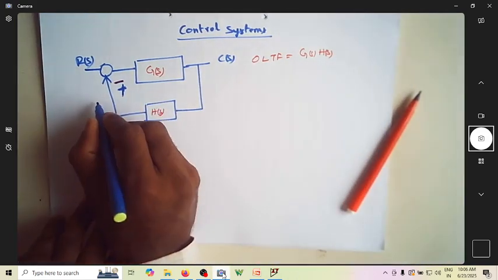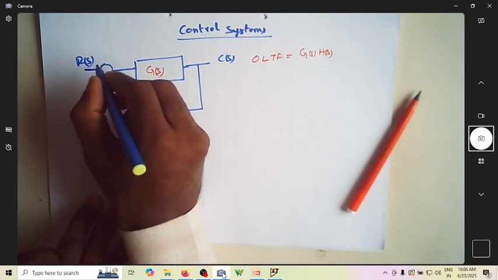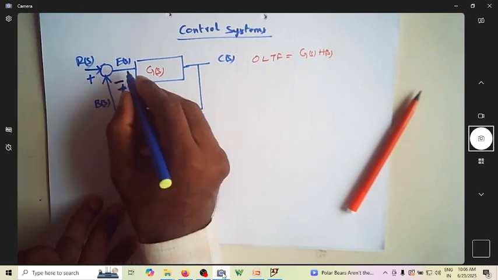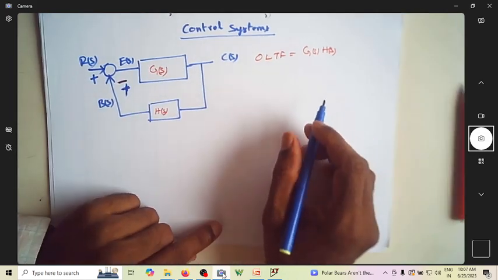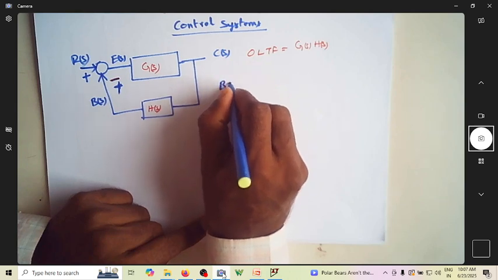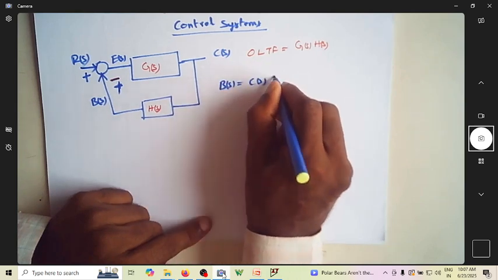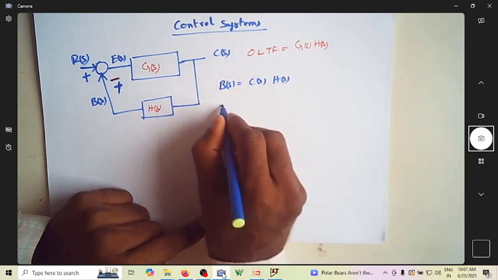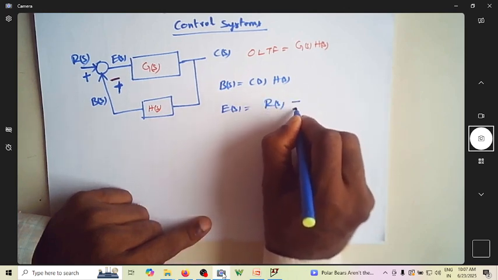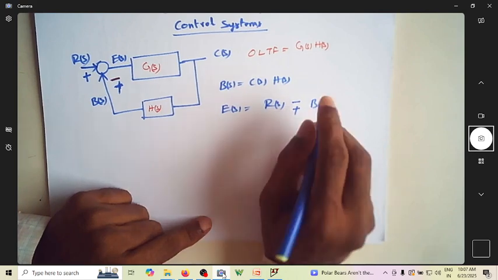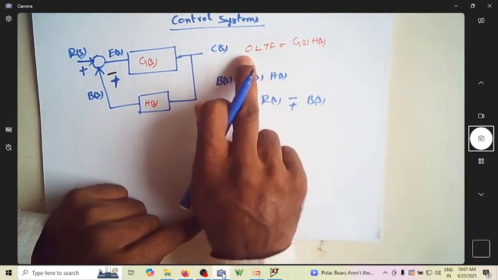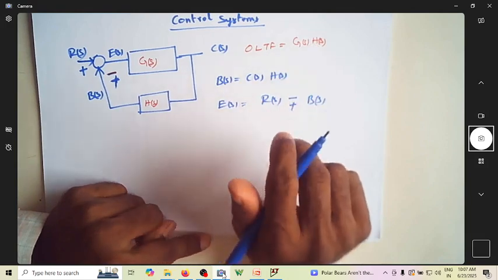Maybe we can also define B(s) as the feedback signal, E(s) as the error signal, and this is plus and all those stuff. From this we can say B(s), the feedback signal, is C(s) multiplied by H(s), and E(s) can be written as R(s), of course, minus or plus B(s), depending on the type of feedback. And we will define the open loop transfer function as G(s) into H(s).